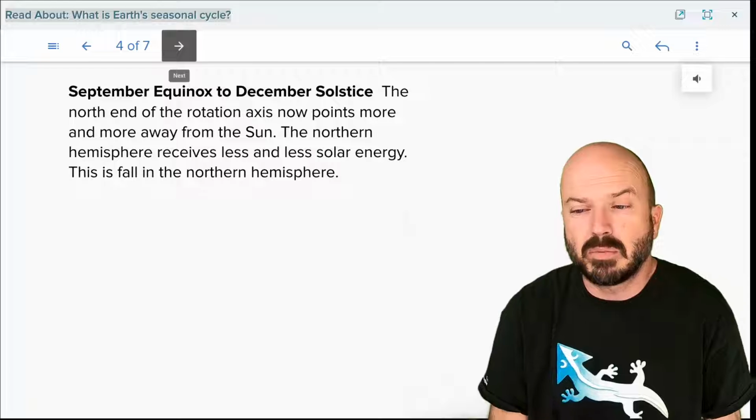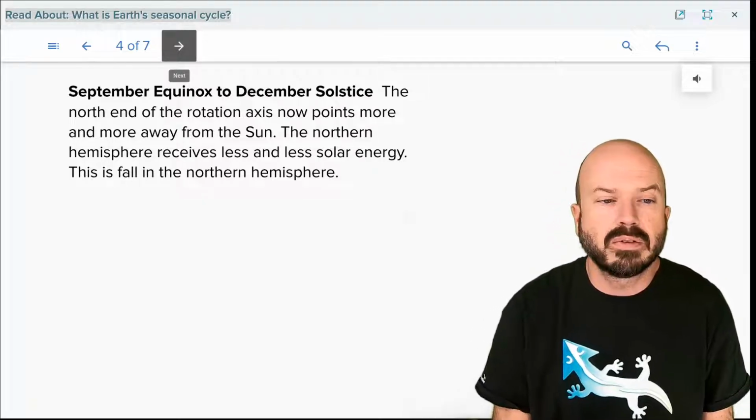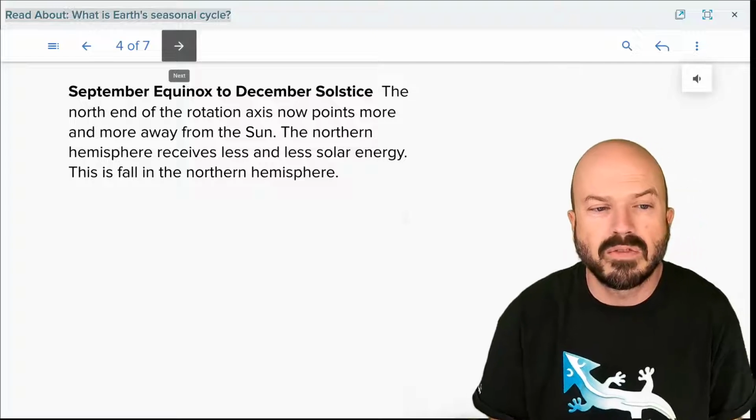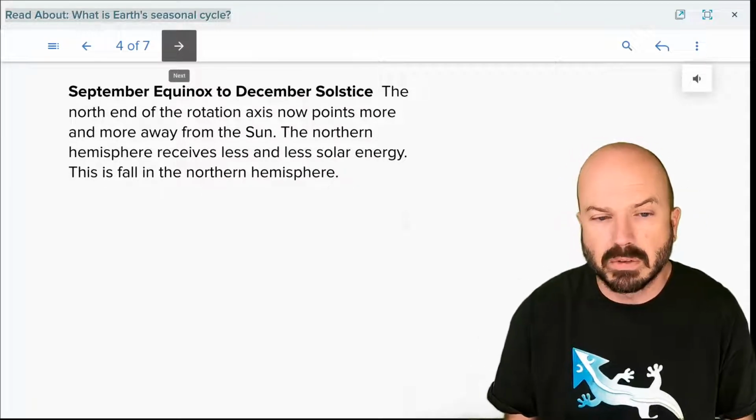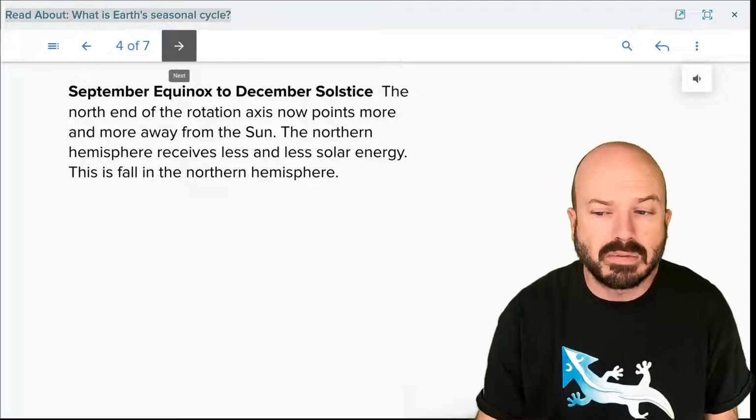Then we have the September equinox to December solstice. The north end of the rotation axis now points more and more away from the sun. The northern hemisphere receives less and less solar energy, and this is fall in the northern hemisphere.